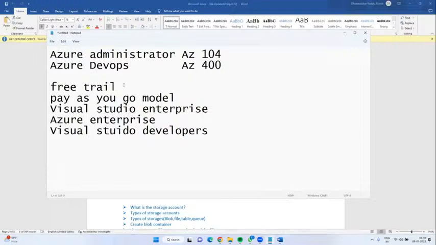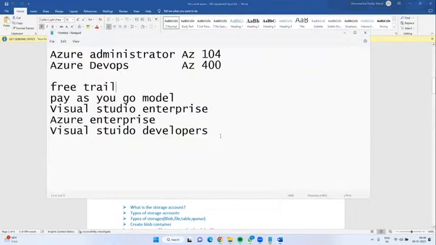Next, free trial. I will let you know how to subscribe for the free trial. The free trial is valid for just 30 days. Now, this is about the free trial subscription information.